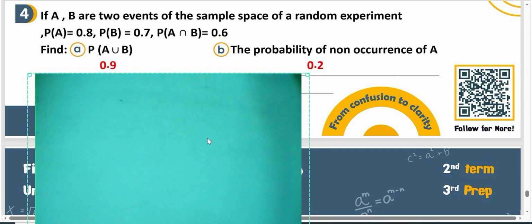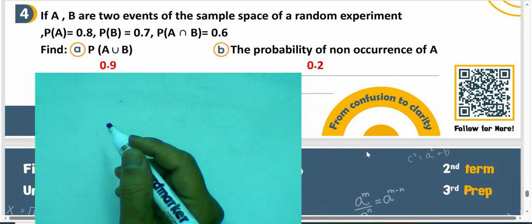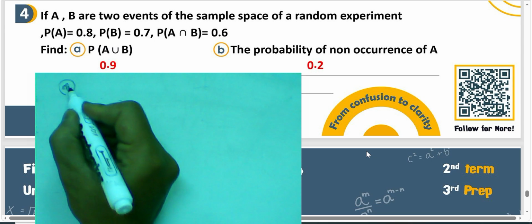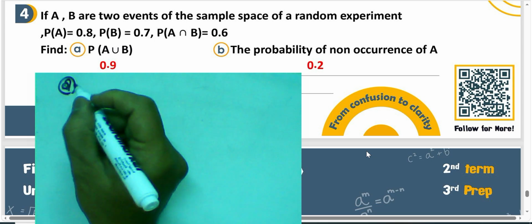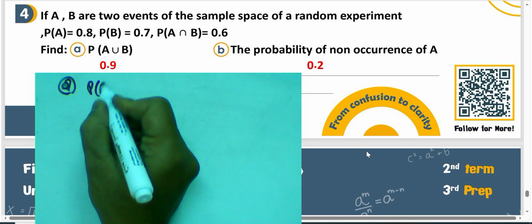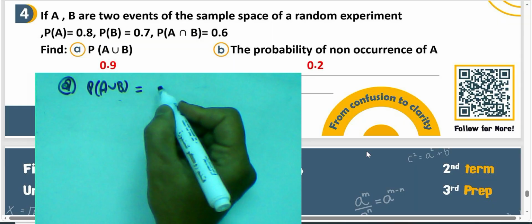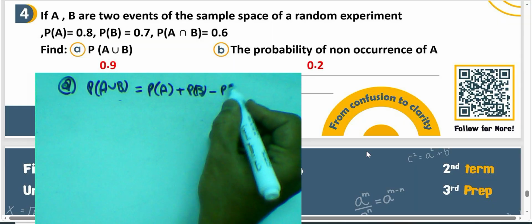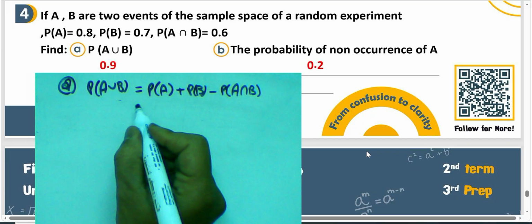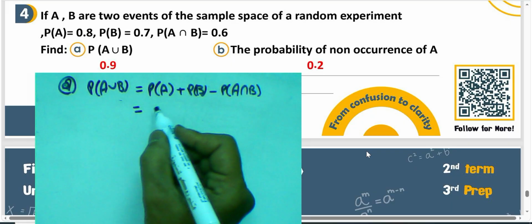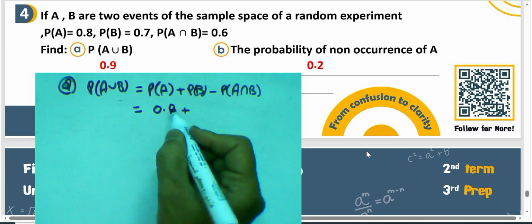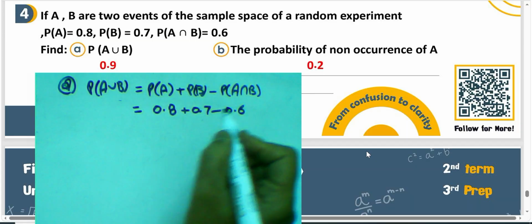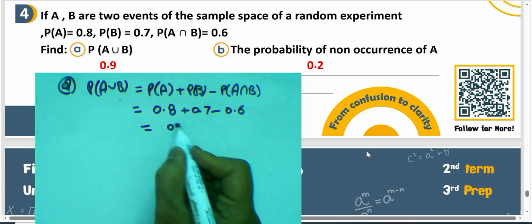If A and B are two events and we want to find... Okay, it's the example I solved in 1 minute like this. You remember? You can find the probability of A union B by writing the rule: probability of A plus probability of B subtract A intersection B. We have probability of A was 0.8, probability of B 0.7, subtract the intersection 0.6. So the result will be 0.9.